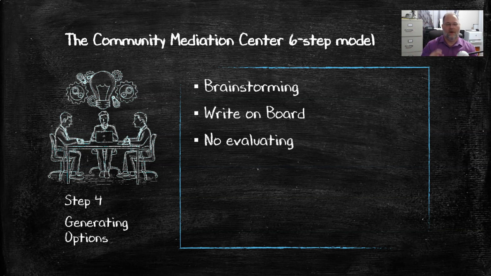You want to prevent evaluating. That is the fastest way to end brainstorming, is for someone to evaluate. If I go up and say, oh yeah, I want to do X, and as soon as we do X, somebody goes, well, you know, that's just stupid, or that'll never work, or whatever, all of a sudden, I quit wanting to throw out ideas.